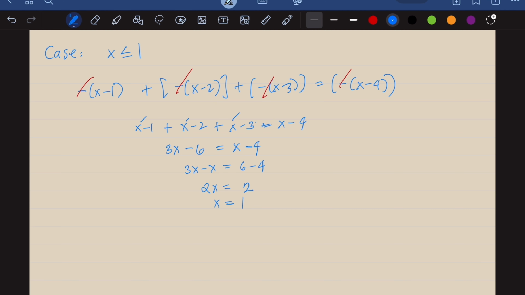Therefore, x equals 1 is a solution for this absolute value equation. The question is, is it really a solution? To check that, we have to go back to the condition that we set. We have set that x is less than or equal to 1. Therefore, x equal to 1 is within this constraint. Therefore, 1 is indeed a solution. Next, we look at the second case. Let's consider case 2.